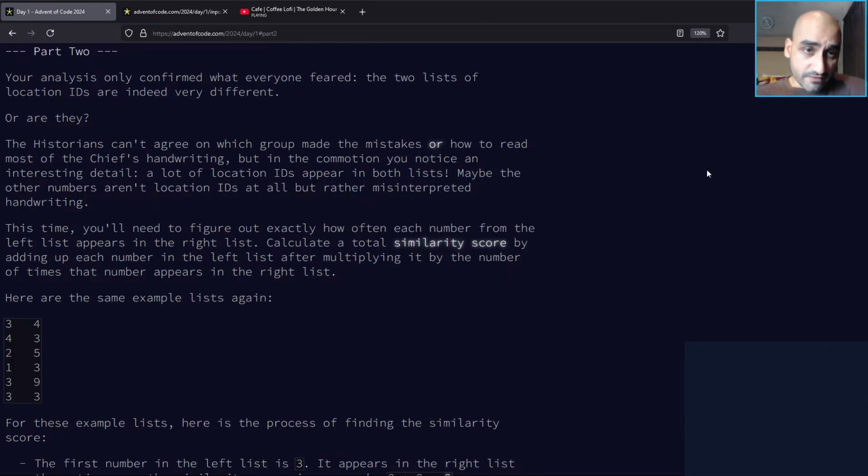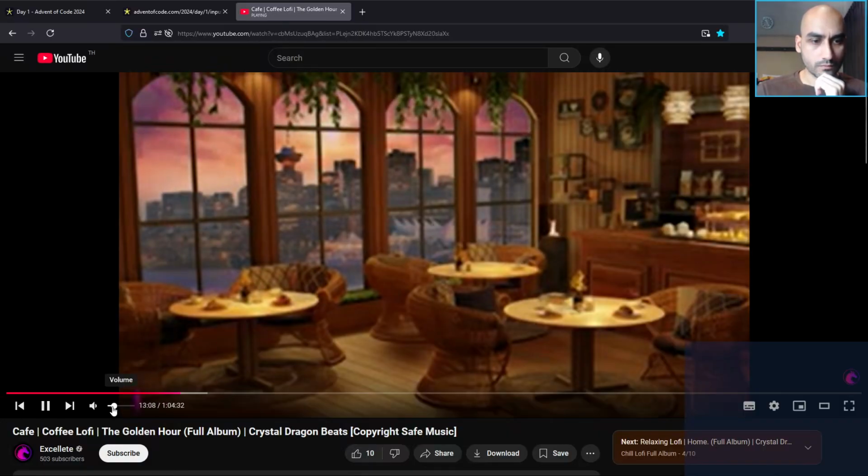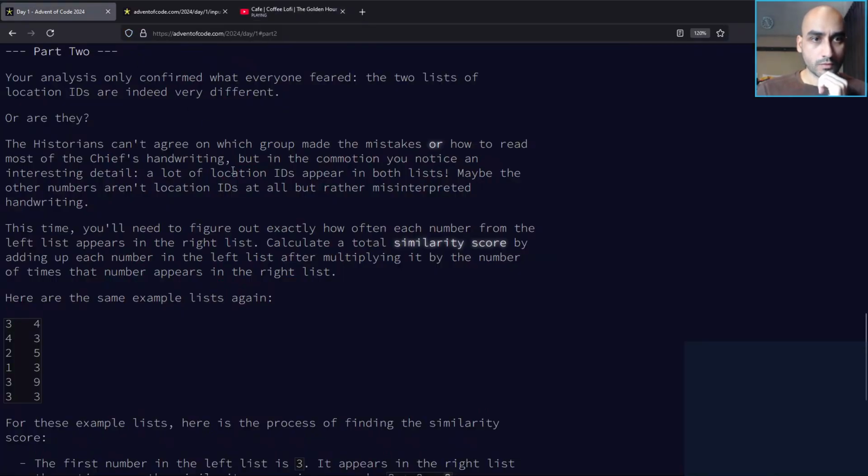Your analysis only confirmed what everyone feared. The two lists of location IDs are indeed very different. Or are they? The historians can't agree on which group made the mistakes or how to read most of the chief's handwriting.